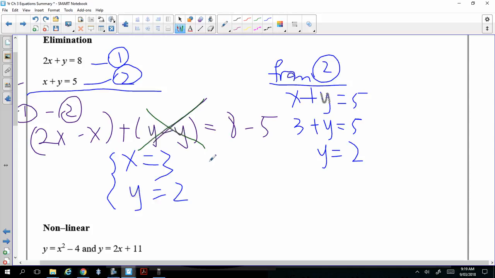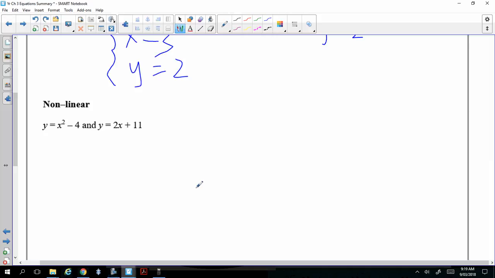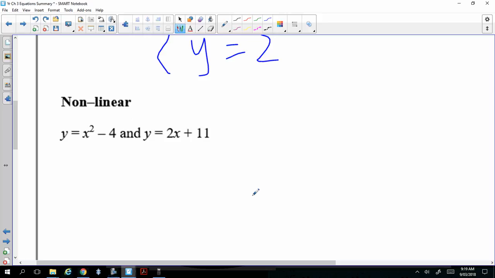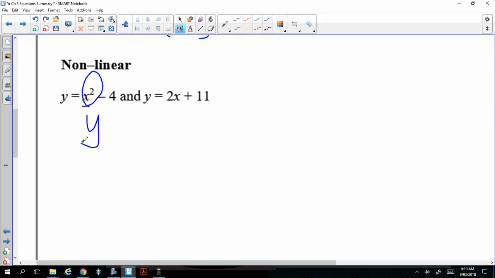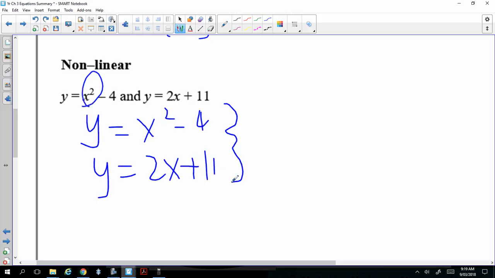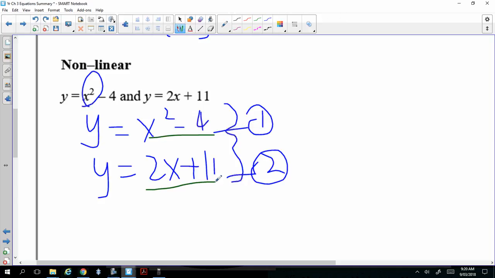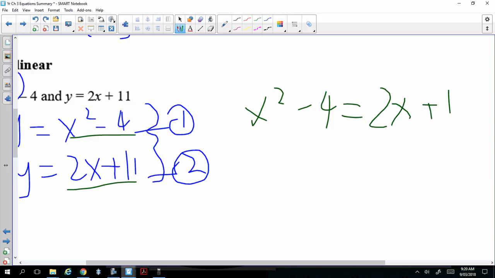Non-linear. The non-linear one is the one with x squared, right? Non-linear, because they are not a straight line. So to solve them, just write them down like this. Y equal to x squared minus 4, y equal to 2x plus 11, equation 1 and 2. And you just make them equal, right? In this case, they're both the subject, just make them equal. And then it's a quadratic. How do you solve a quadratic? Move every term to the left side. And the fastest way is factorizing. So let's factorize.